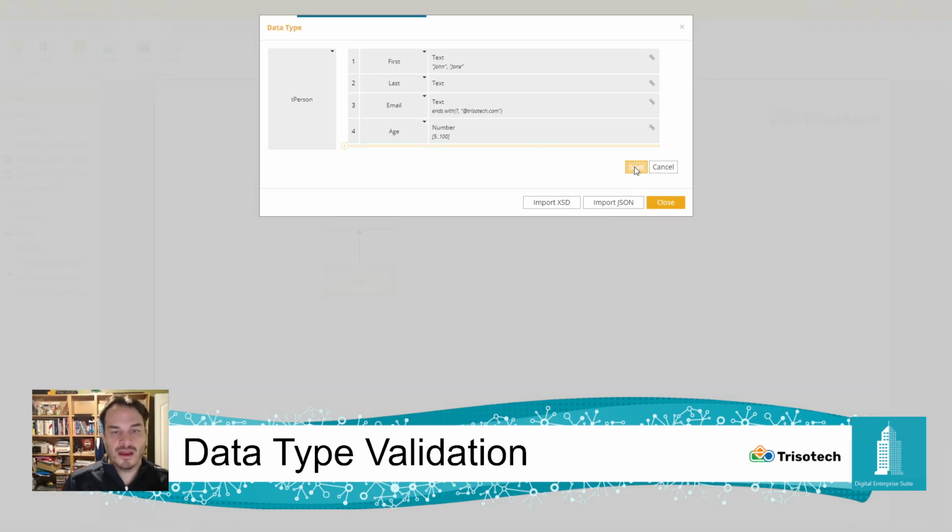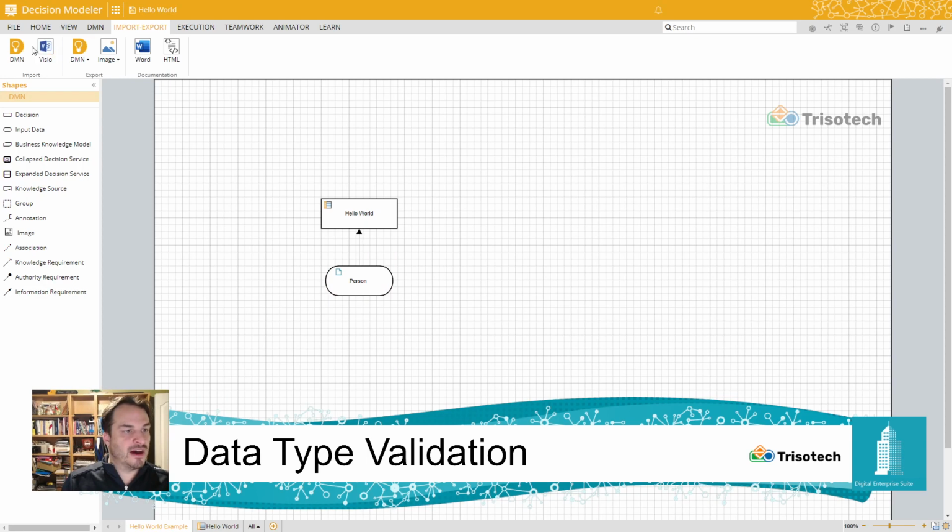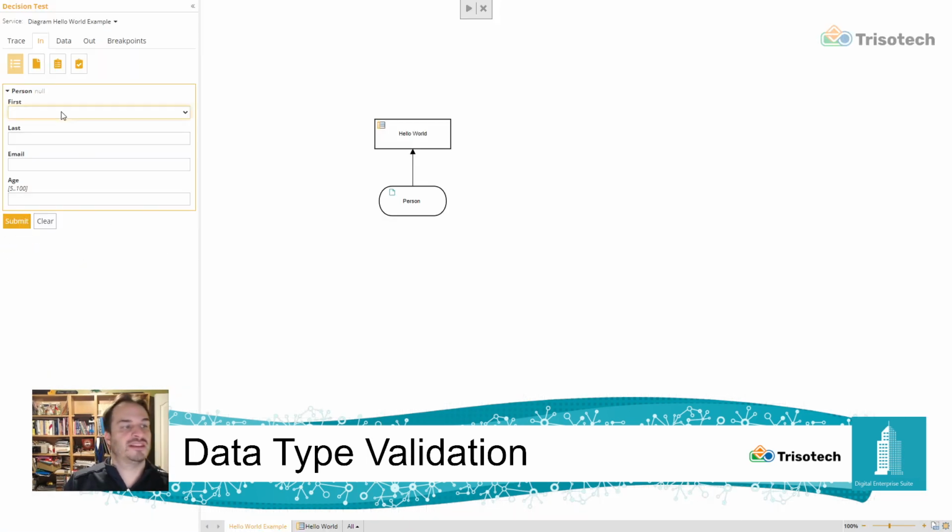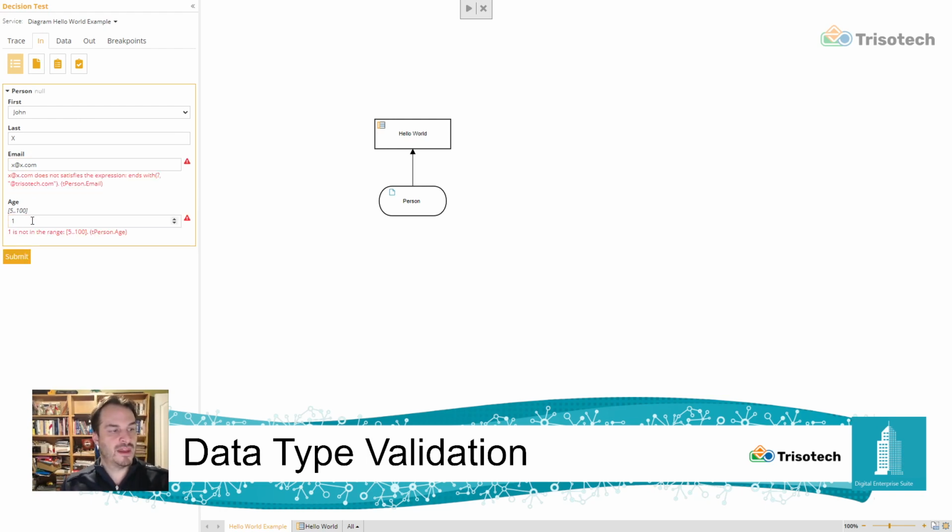All right. Based on that, we can start testing this model. Go here under execution and test, and because our UI picks up this enumeration, now it's a drop-down. It's hard for me to put an incorrect value there. I'll show you the validation when we look at the REST API, which we generate a little bit later. The email is going to be x@x.com, and for the age, I'm going to put something invalid in there. When I click here to submit it, I'm going to get default messages in red for that. x@x.com does not satisfy the expression ends with trisotech.com, and 1 is not in the range 5 to 100.